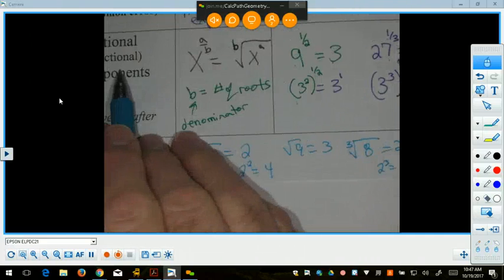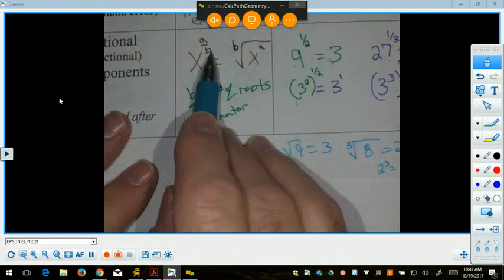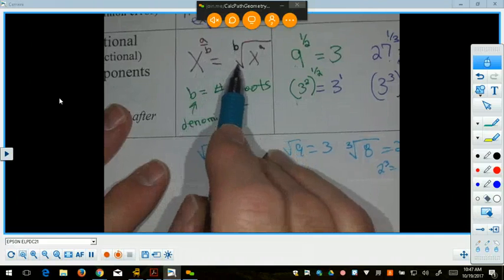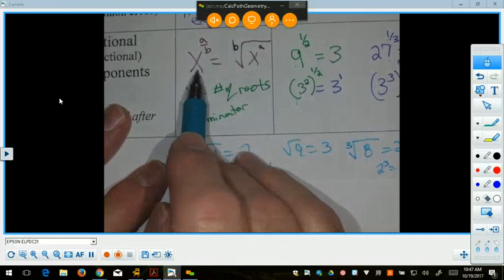So that's how rational exponents work. If you have a rational exponent, the denominator of your exponent is telling you that you're taking that many roots of x to the a.